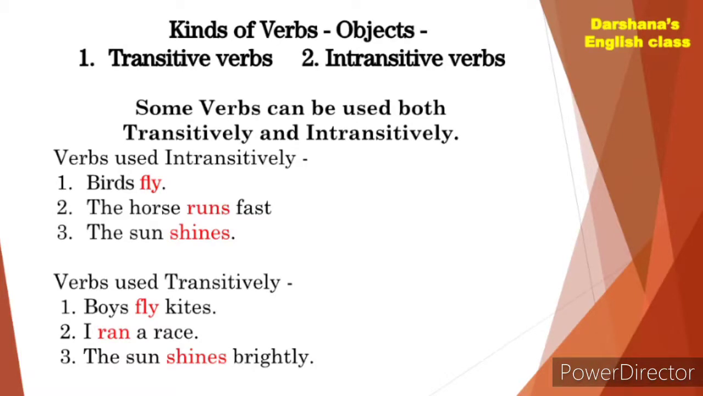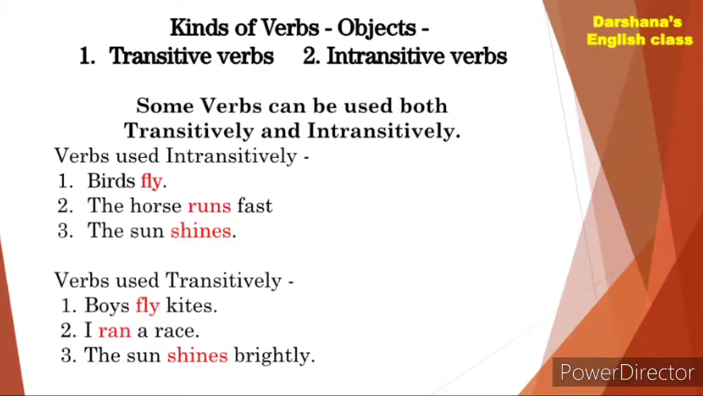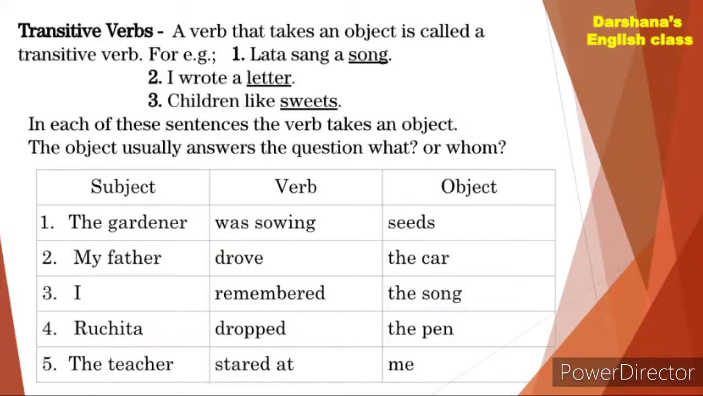Now, when we talk about verbs, keeping the object in mind, there are two types: transitive verbs and intransitive verbs. Some verbs can be used both transitively and intransitively. Verbs used intransitively: birds fly, the horse runs fast, the sun shines. Verbs used transitively: boys fly kites, I ran a race, the sun shines brightly. See, the same verbs, but they are used in a different way. Now, in the next slide, we'll understand what the difference is.